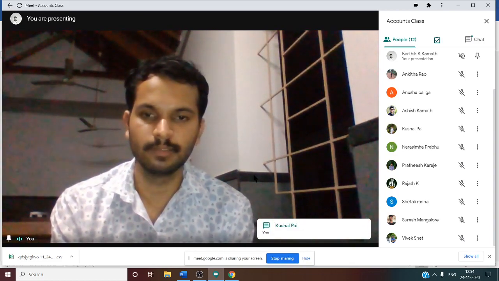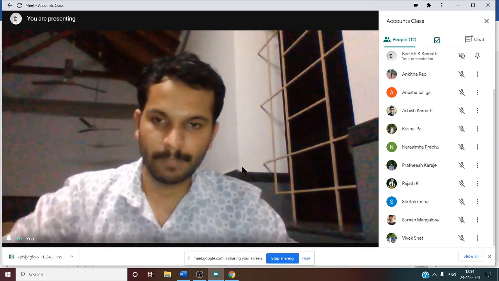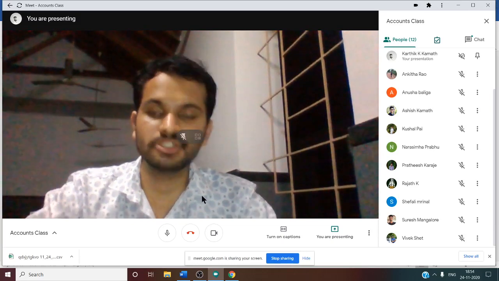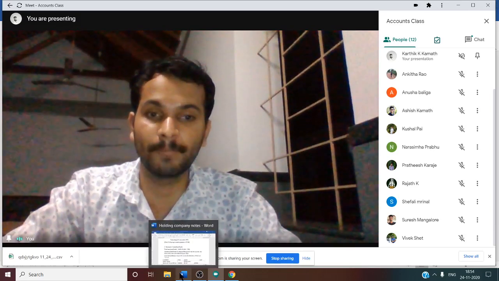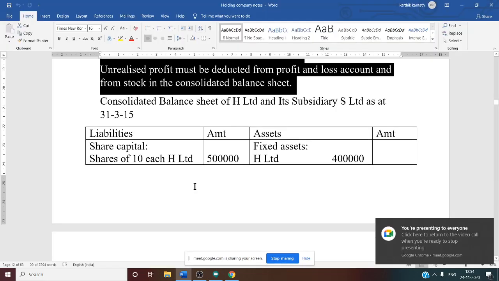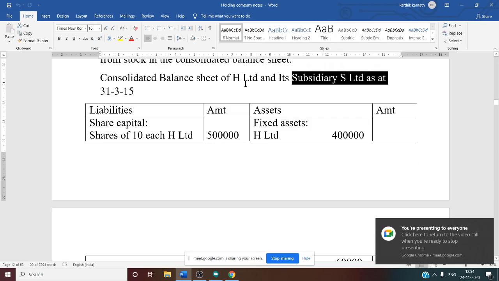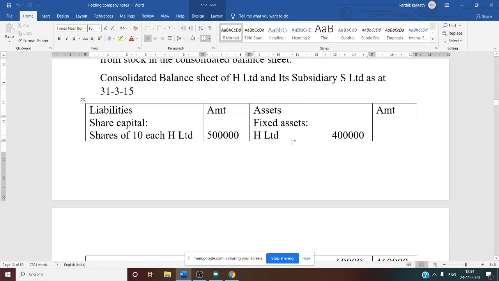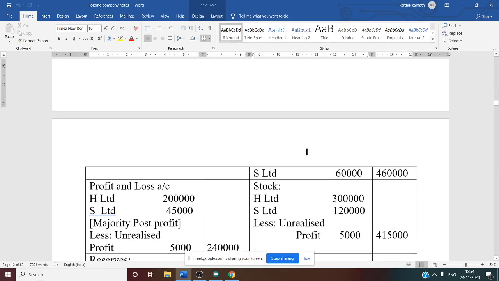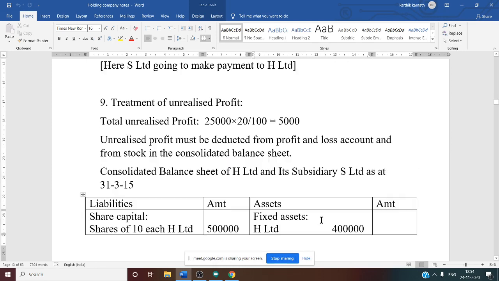Kushal is saying yes. See, after doing all the working notes, we have to prepare one consolidated balance sheet. Consolidated balance sheet is nothing but a combined balance sheet of the holding company and subsidiary company. So, consolidated balance sheet of H Limited and its subsidiary S Limited as at... Here you have to write. On the asset side, if you see, what items are there: fixed asset is there, stock is there, debtor is there, bills receivable. The first one is fixed asset, so we have to write the combined figure.